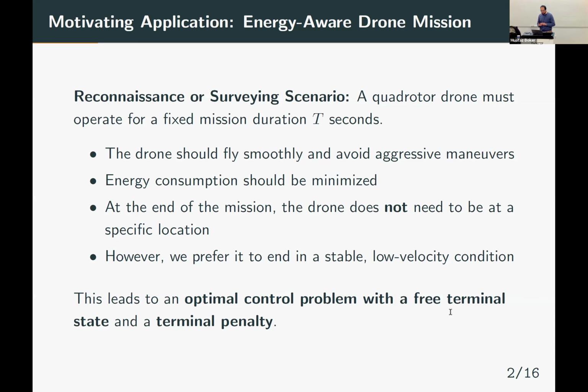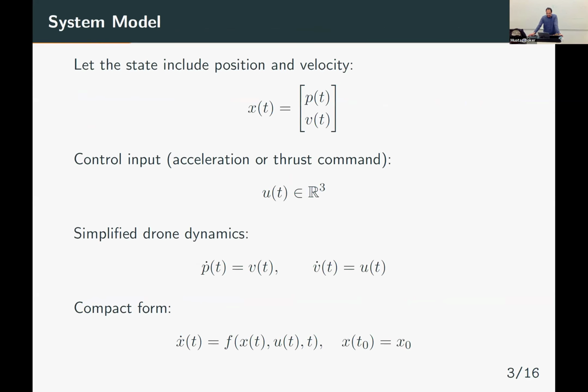So this is an optimal problem with free terminal state. Why is it free terminal state? Because we don't want the final state to be specifically something, okay? But we want to put a constraint on it, okay? And yeah, so that's the idea. So, okay. So please stop me at any time if you have any question, okay?